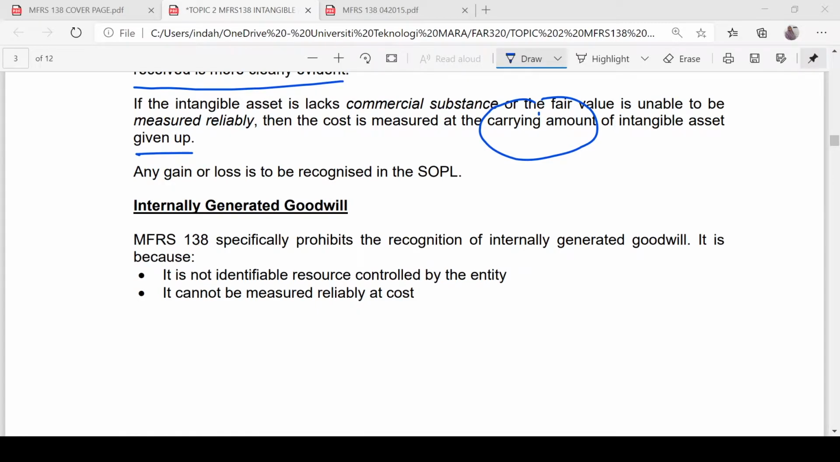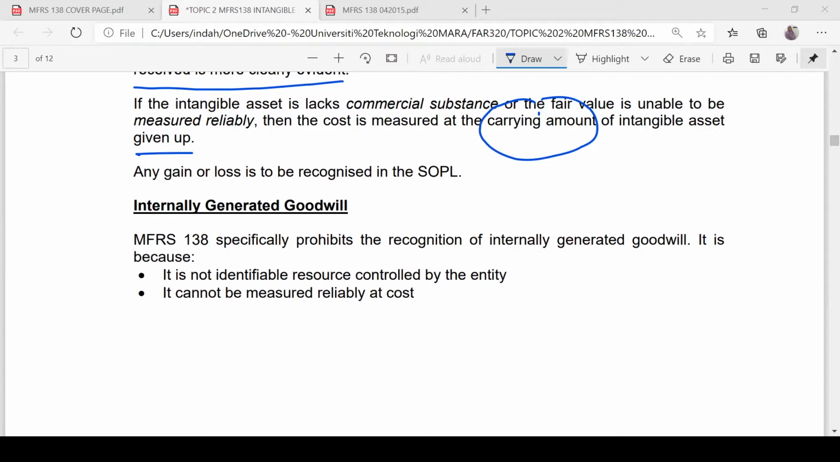For internally generated goodwill, can we capitalize it? Even though we think that we do have goodwill, our business reputation, our business name is very important to the business. This is our asset. Because of our name, because of our reputation, people keep coming to our business over and over again. This is what we say as the business owner, or as the manager of the business.